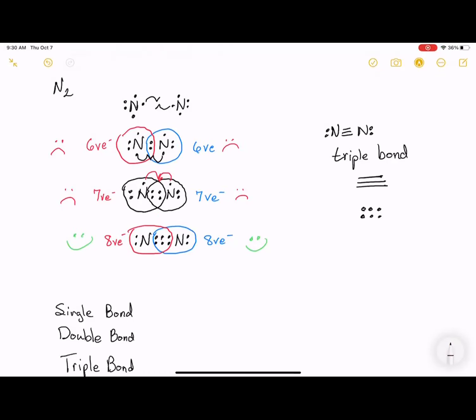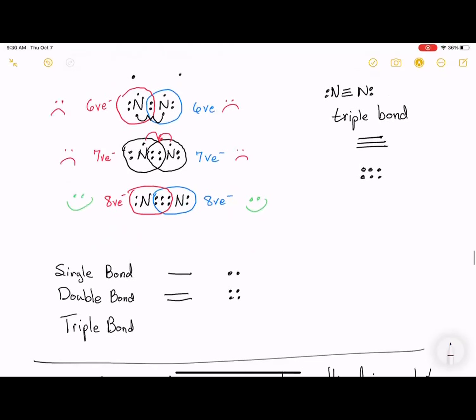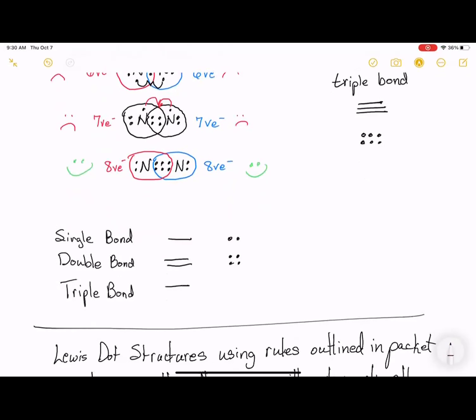So in covalent molecules, you can have single bonds, which is just 2. You can have double bonds, which is 4. And you can have triple bonds, which is a matter of 6 electrons that are shared between atomic nuclei.